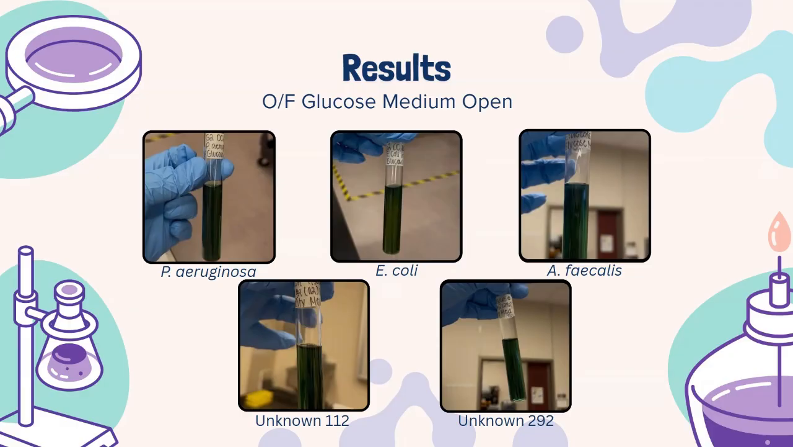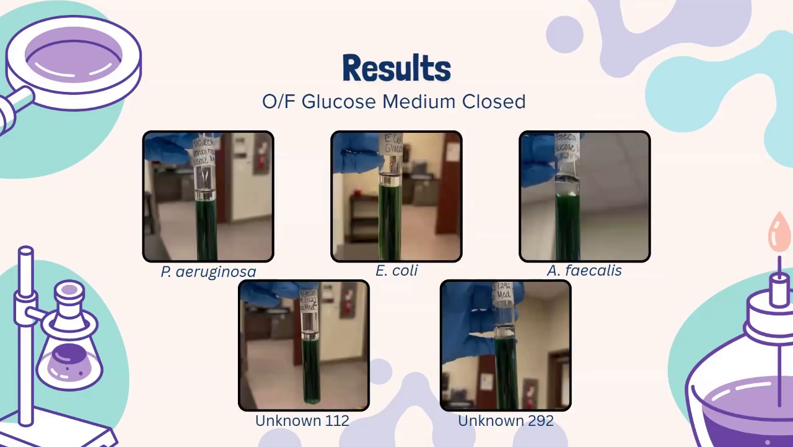The aeruginosa would be yellow on the open and green on the closed, meaning it has an oxidative metabolism only. The E. coli should have been yellow on both the open and closed tubes, meaning it ferments the glucose. And the A. faecalis should have been green on both, meaning it's non-saccharolytic. And as you can see in our closed tubes, we have all of them appearing the same green color.